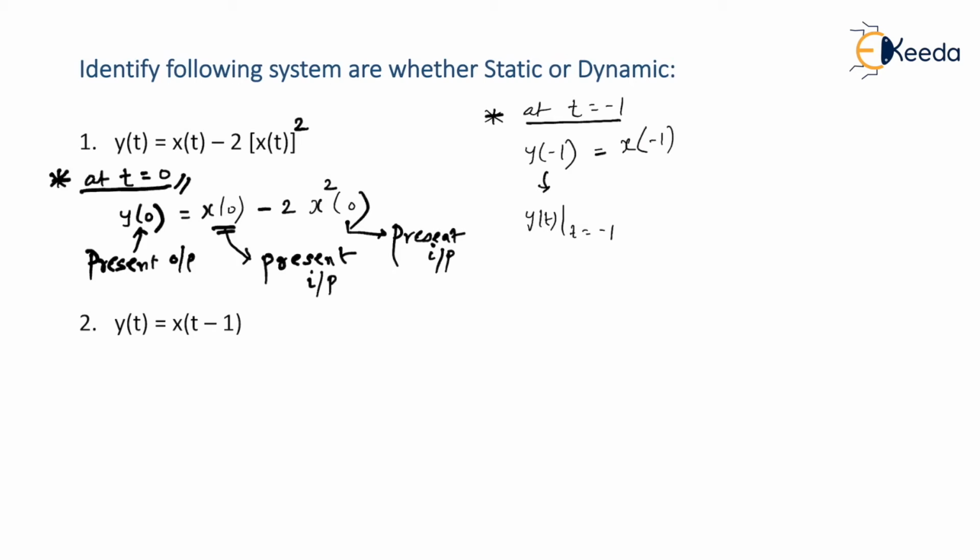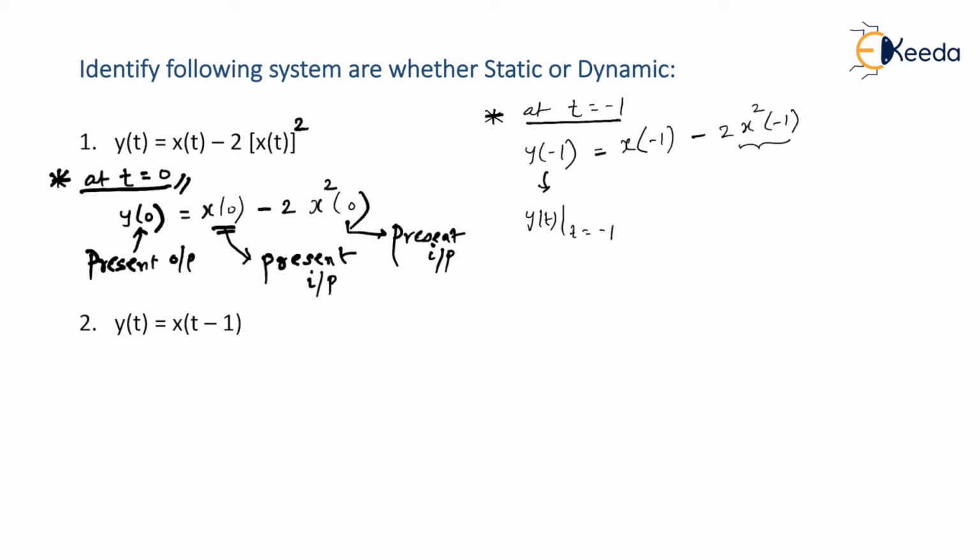So what is meant by x of minus 1? X of minus 1 means it is x of t at t equal to minus 1, or we can say it is a present input minus twice of x of minus 1 square. Is that right? Now what is x square of minus 1? X square of t at t equal to minus 1. So this is also a present input.